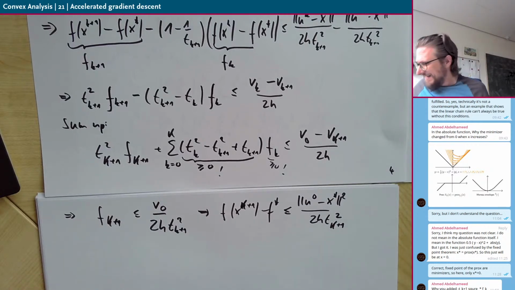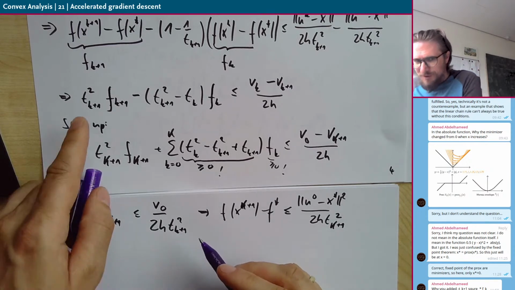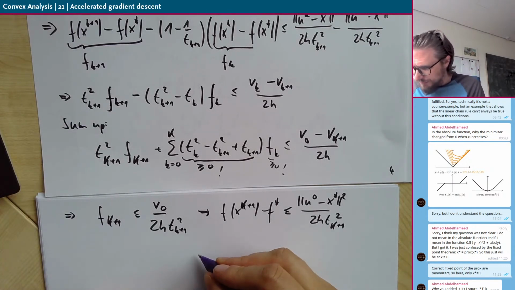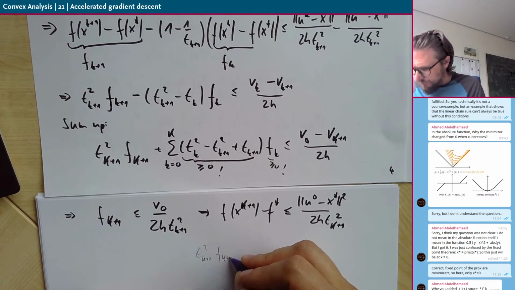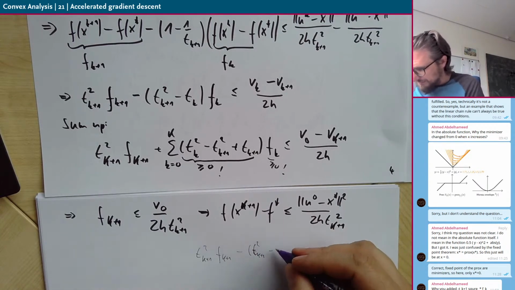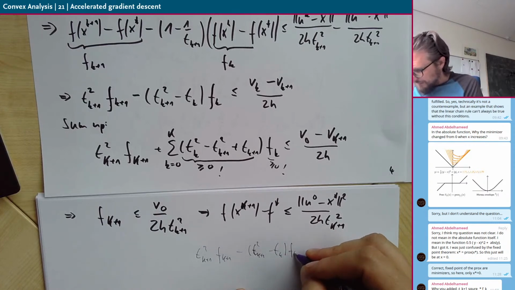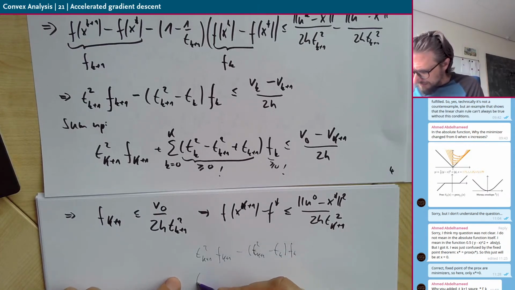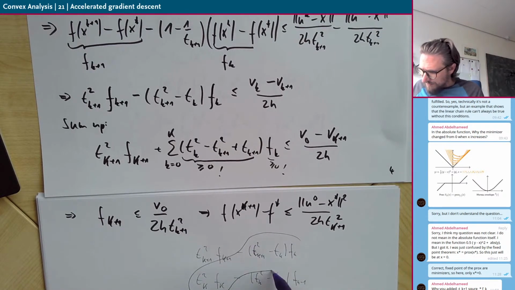Maybe I should write it down. So if we have this for k, we have t_{k+1} squared f_k minus (t_{k+1} squared minus t_k) f_k, and the previous one has been t_k squared f_k minus, and then we have (t_k squared minus t_k minus 1) f_{k-1}. And what we do is we collect these terms together here.